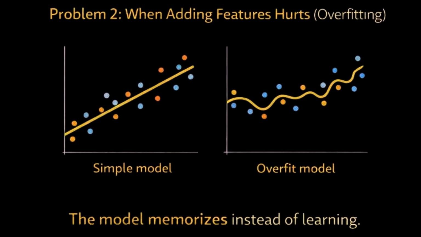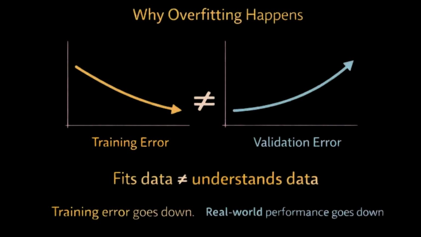Every new feature adds flexibility, more weights, more ways to bend the model. At some point, the model stops learning the signal and starts learning the noise. Training error goes down. Real-world performance goes down.